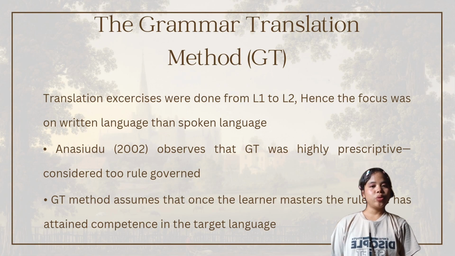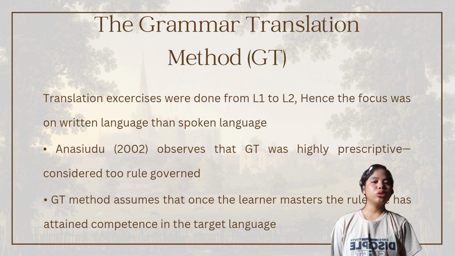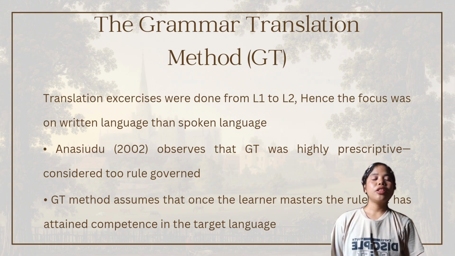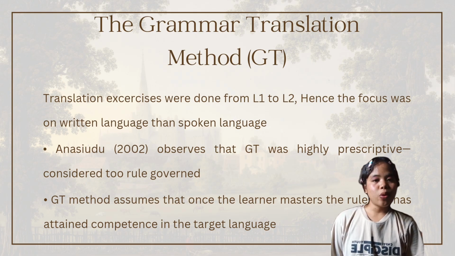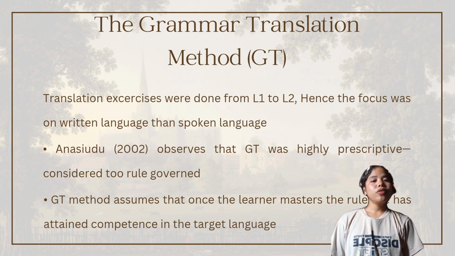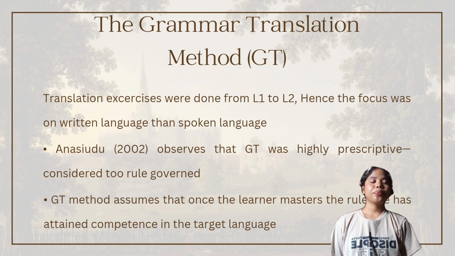Grammar translation method during the earliest years used L1 to L2, or language 1 to language 2. Let us say, for example, a Greek text is being translated into English. And of course, they are solely focusing on written language rather than spoken language. That's why it only focuses on written, not on spoken. And its weakness is specifically on pronunciation.